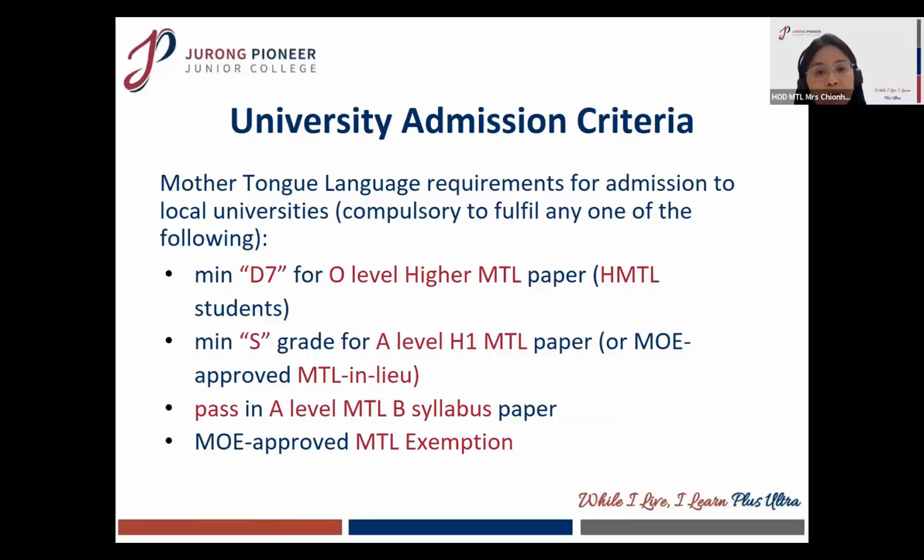As you can see from this slide here, the university admissions criteria. Mother Tongue is one of them. So it's compulsory that you must have fulfilled one of the following before you are admitted to our local universities. It could be a minimum D7 for your O-level Higher Mother Tongue, or a minimum S grade for A-level H1 Mother Tongue, or a pass in your A-level Mother Tongue B syllabus, or any other MOE-approved Mother Tongue exemption cases. So it is compulsory in the sense that you must take your Mother Tongue in A-level.